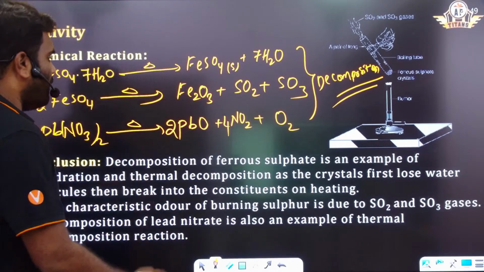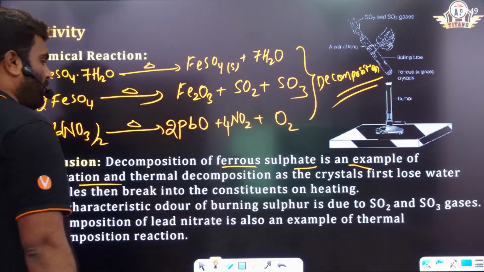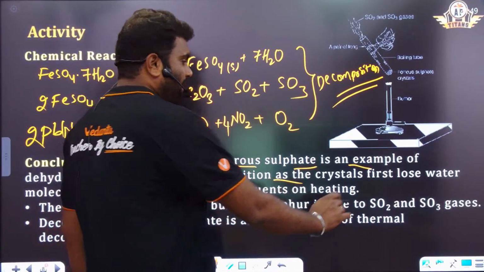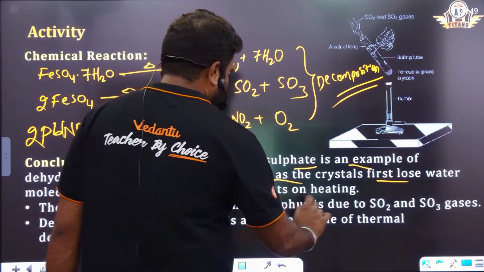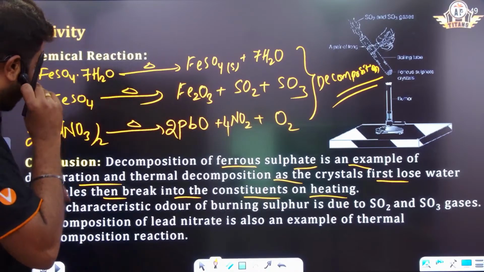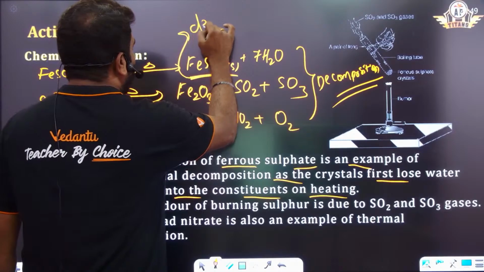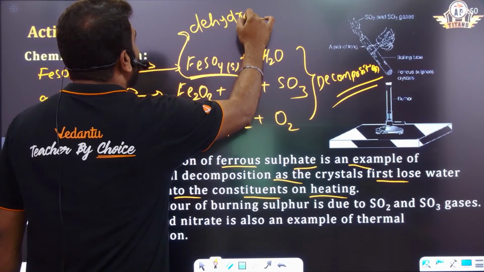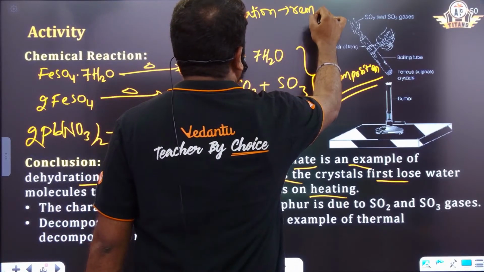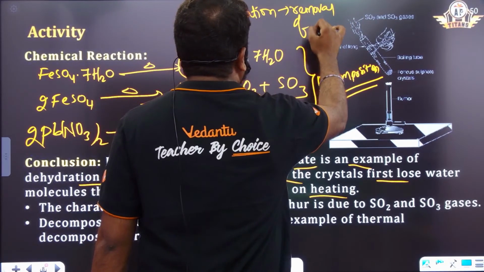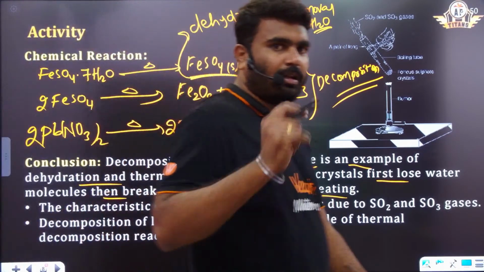రైట్. సో హియర్ decomposition of ferrous sulfate is an example of what, beta? Dehydration and thermal decomposition. As the crystals first lose water molecules, then break into the constituents on heating. So ఇక్కడ ఏమైతుంది బేటా మనకి చూడొచ్చు, ఇక్కడ ఫెరస్ సల్ఫేట్ ఏమైతుంది ఫస్ట్ డీహైడ్రేట్ అవుతా ఉంది. డీహైడ్రేషన్ అంటే ఏంటి బేటా? రిమూవల్ ఆఫ్ వాటర్ మాలిక్యూల్. ఓకేనా? సో దట్ ఈస్ డీహైడ్రేషన్.